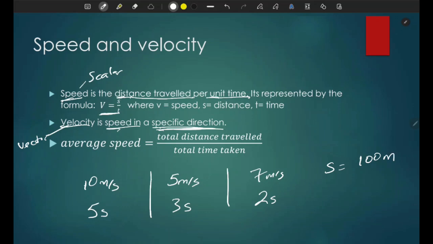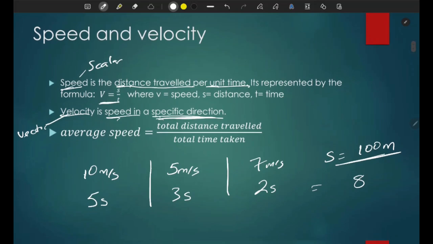So if you're asked to find the average speed for this one, we take the total distance, which is 100 meters, and the total time taken. In this case it's 5 plus 3 plus 2, which is 10. So it would be 100 meters divided by 10 seconds. That would give us 10. That's the speed of the car. So it might have varying speed, but the average speed is the total distance over the time taken.